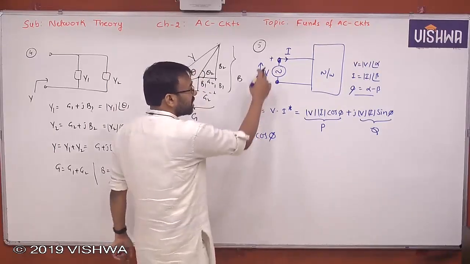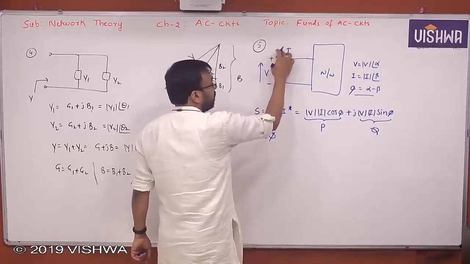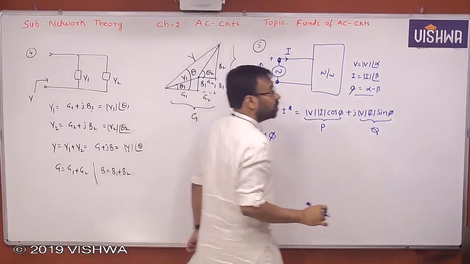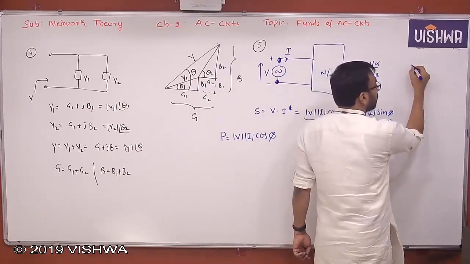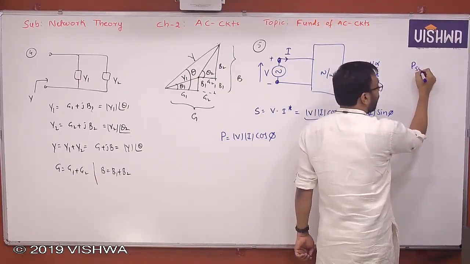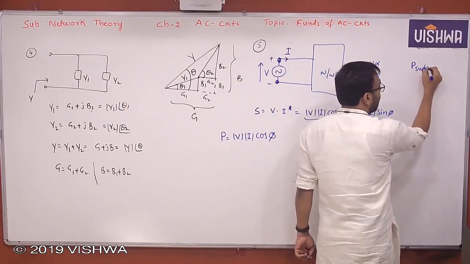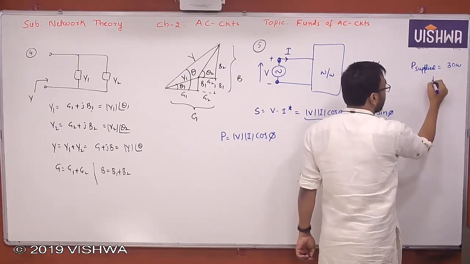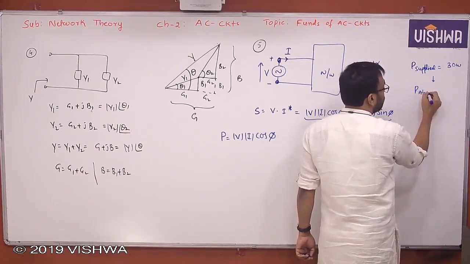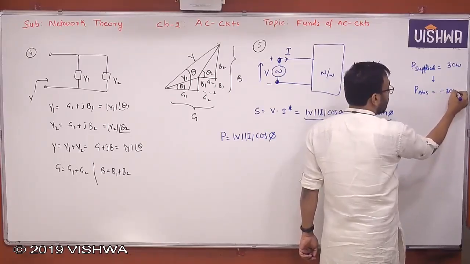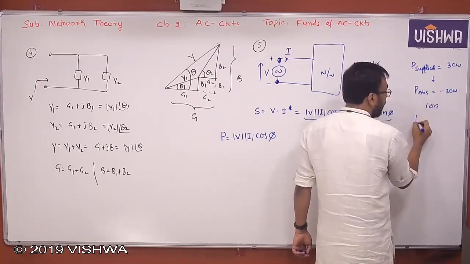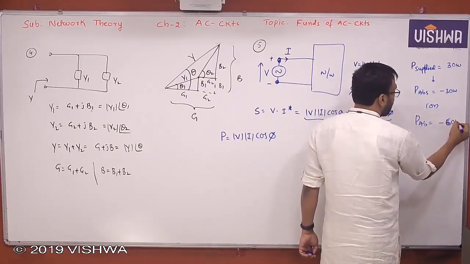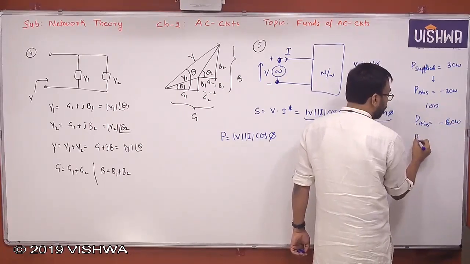Now, as far as this convention is concerned, current I is leaving from positive, no doubt. Yes or no, all of you? But you also know that if P supplied, let us say, is some minus 30 watt, plus 30 watt can be written as what? P absorbed, what is this? Minus 30 watts. Yes or no? Or else P absorbed is minus 60 watt, let us say. P supplied can be written as what?